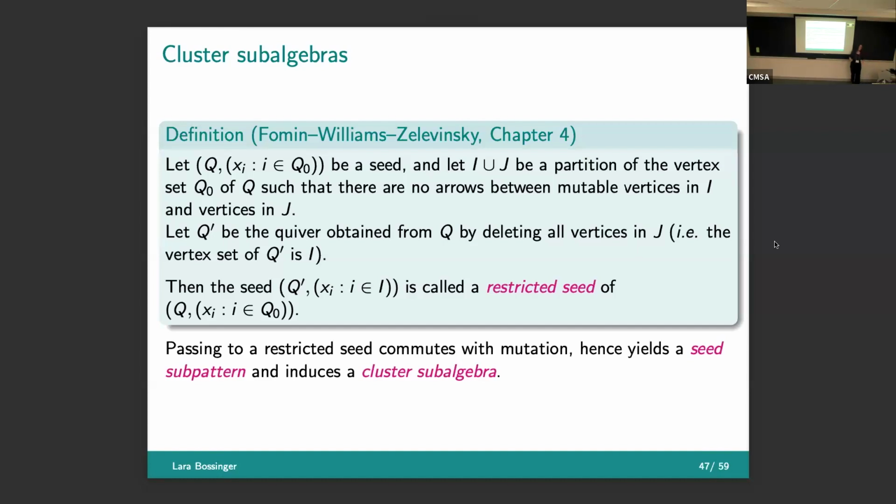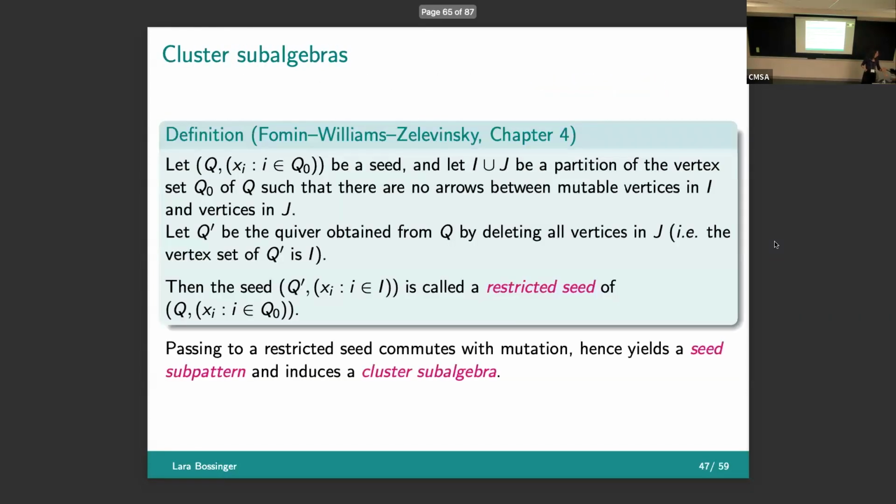And this operation of restricting commutes with mutation. So if I now start mutating only in the subset of vertices, it's giving me a sub-pattern of the big one. And so it makes sense to talk here about a subcluster algebra, right? If I construct a cluster algebra from this smaller restricted seed, it will always be contained in the corresponding cluster algebra of the big one. So this is what we call a cluster subalgebra.